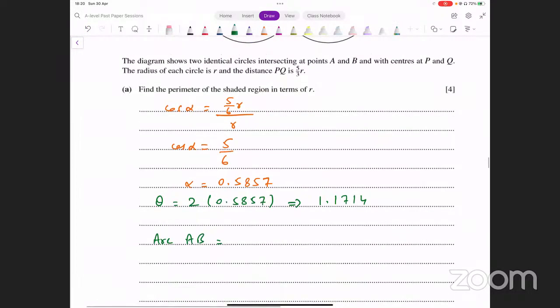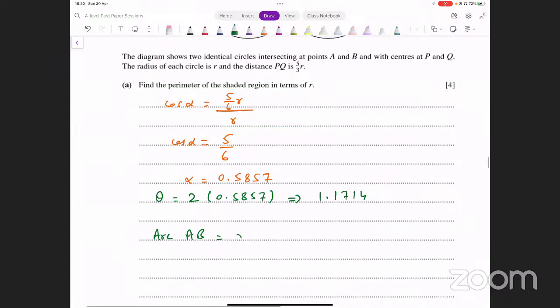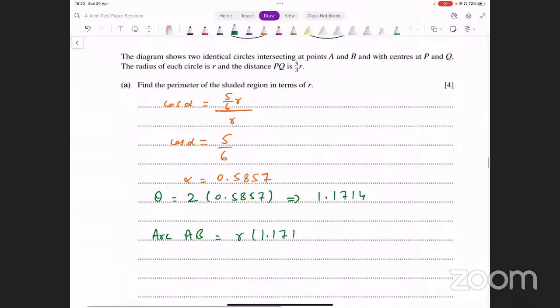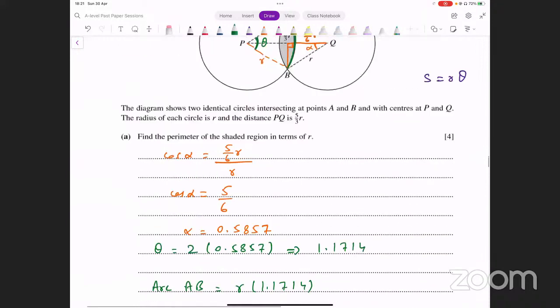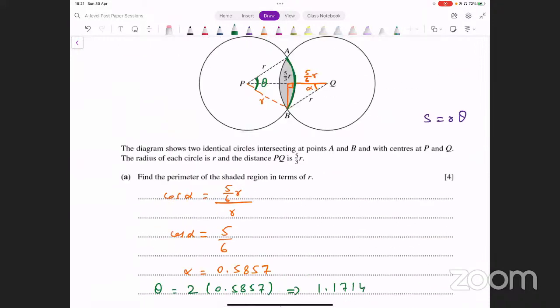R into theta. Radius is what? Radius is R into angle, which is 1.1714. What do we get from that? 1.1714 into R, right? What about the perimeter now? Perimeter is 2 arc lengths. इस arc length को 2 से multiply कर देंगे, you'll get the complete perimeter.